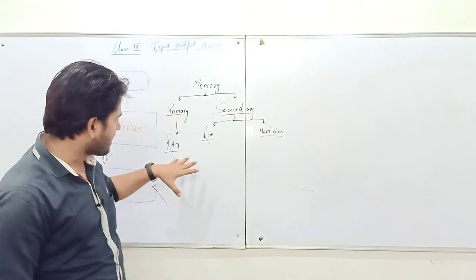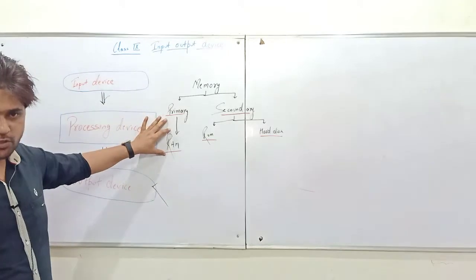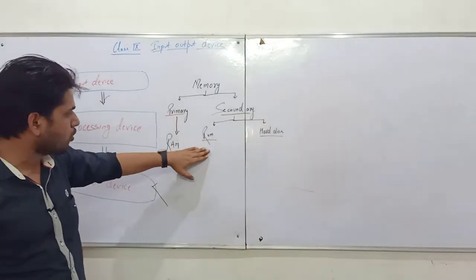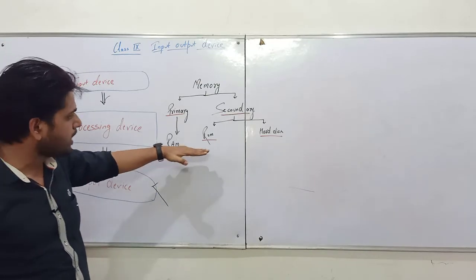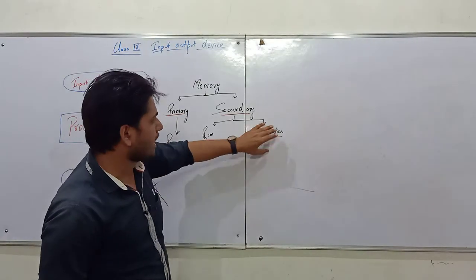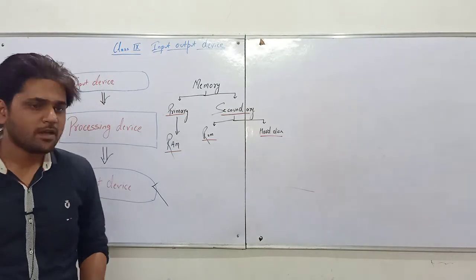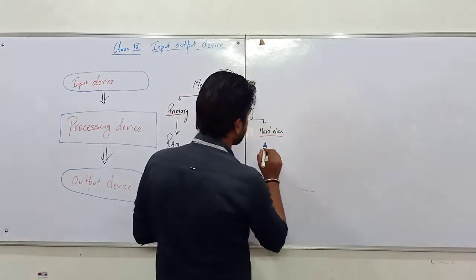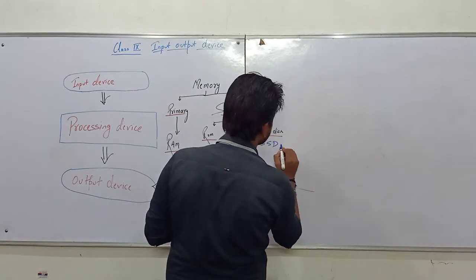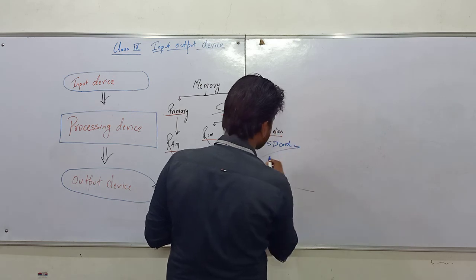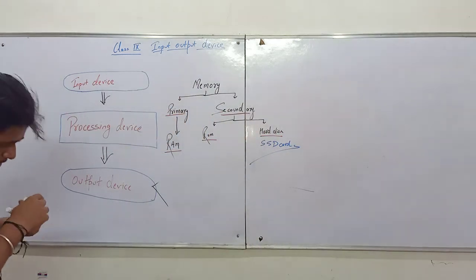Today in this class, the last topic which I'm going to leave you with is RAM and ROM. RAM stands for random access memory, ROM is read only memory, and hard disk you know is a basic memory. Instead of hard disk, now we are also using SSD. SSD cards are there. Some of you know this, some of you do not.